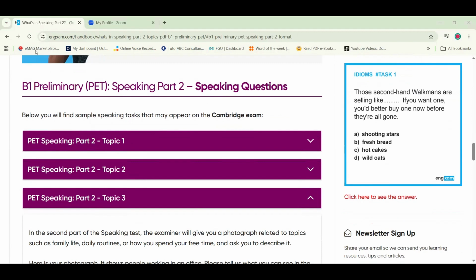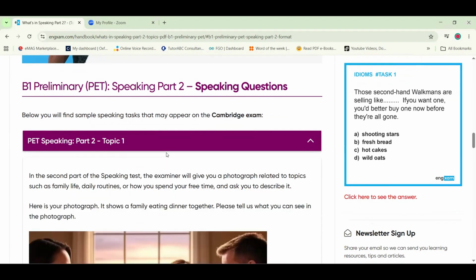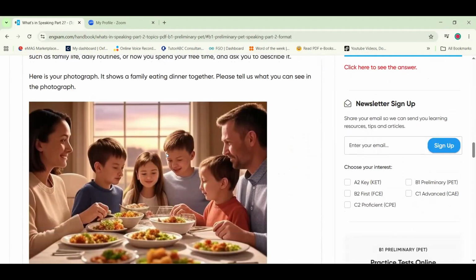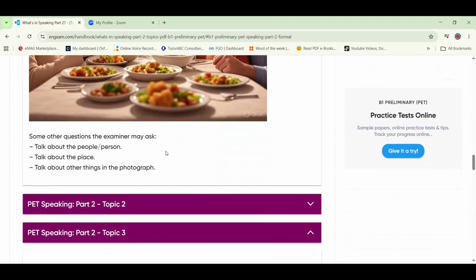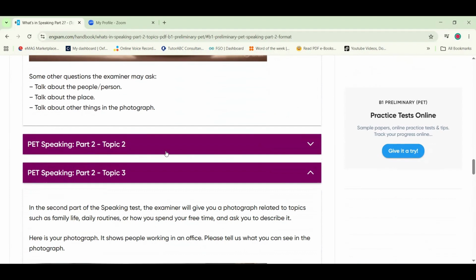Now let's continue with the example speaking tasks on the page. The first picture shows a family having dinner together. The sample answer says, "In this picture, I can see a family having dinner together. There are 4 people sitting around the table. They look happy and relaxed. There is food and drinks on the table, and I can also see flowers in the middle." This is a very good example because it describes the people, the objects, and the atmosphere clearly.